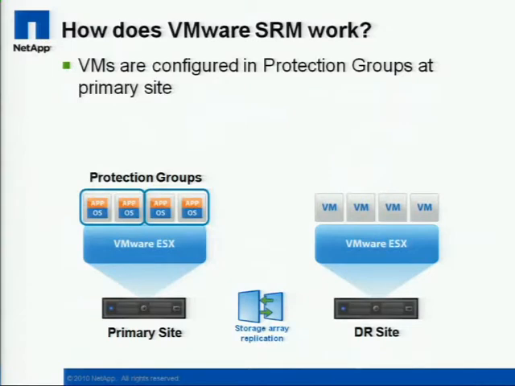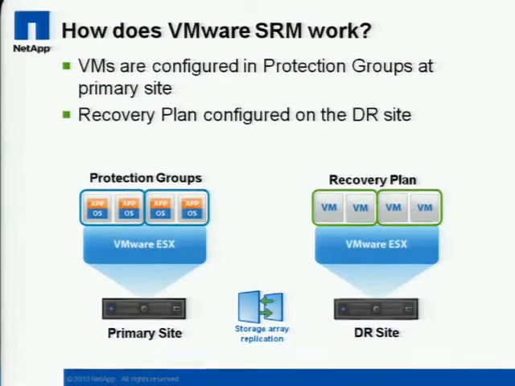So the way it kind of works in general is here it's labeled as the primary site. That's kind of a NetApp term, primary site, DR site. In case of SRM, they would be called the protected site and the recovery site. So at the primary protected site, virtual machines and their associated storage are collected into groups called protection groups.